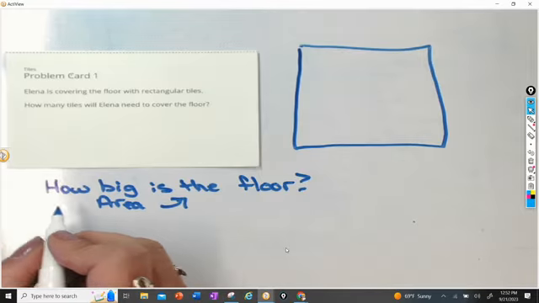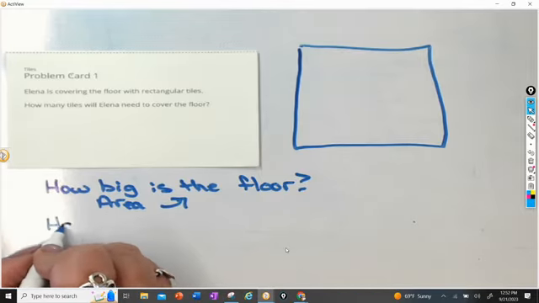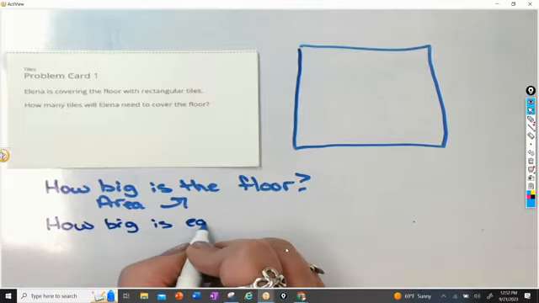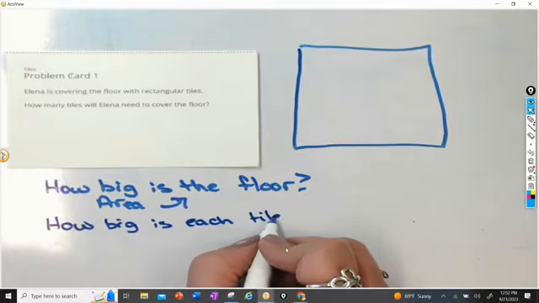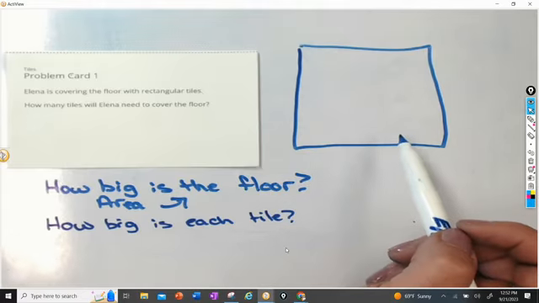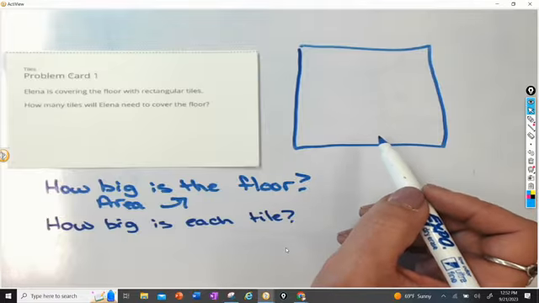The area of each, how big is the tile? What's the size of the tile? How big is each tile? So those are the questions that I would ask my partner. Remember, you have to ask specific questions for her to give you answers, right? So how big is the floor? And then she would ask, why do you need to know that? Well, I need to know the area of the floor in order to know how much I need to cover.